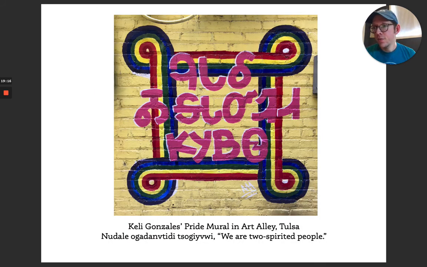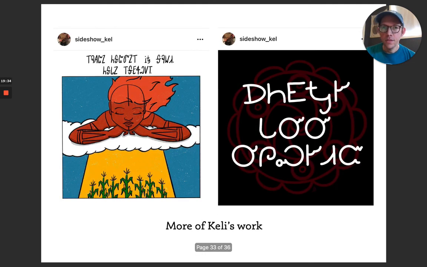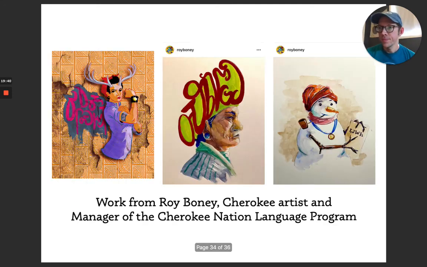Here are a few examples of more expressive Cherokee lettering, and perhaps a glimpse of the possibilities for the design of the syllabary going forward. This is a mural by an amazing Cherokee artist named Kelly Gonzalez. It's in Art Alley in downtown Tulsa. Here's a little bit more of Kelly's work. She uses a lot of syllabary in her designs. I think it's really cool.